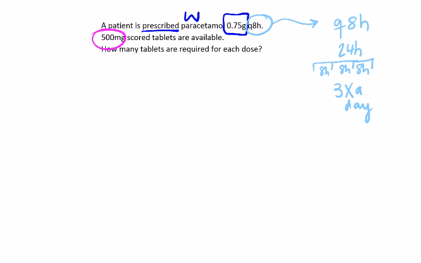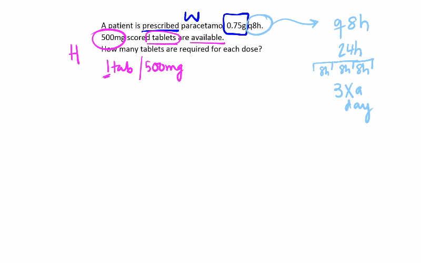500 milligrams scored tablets are available. If this is what is available, this is what we have in stock. And when they say 500 milligram tablets, it means that each one tablet contains 500 milligrams of the drug, or 500 milligrams per one tablet. So you see, this time that one was not explicit. We need to interpret it by reading the problem.